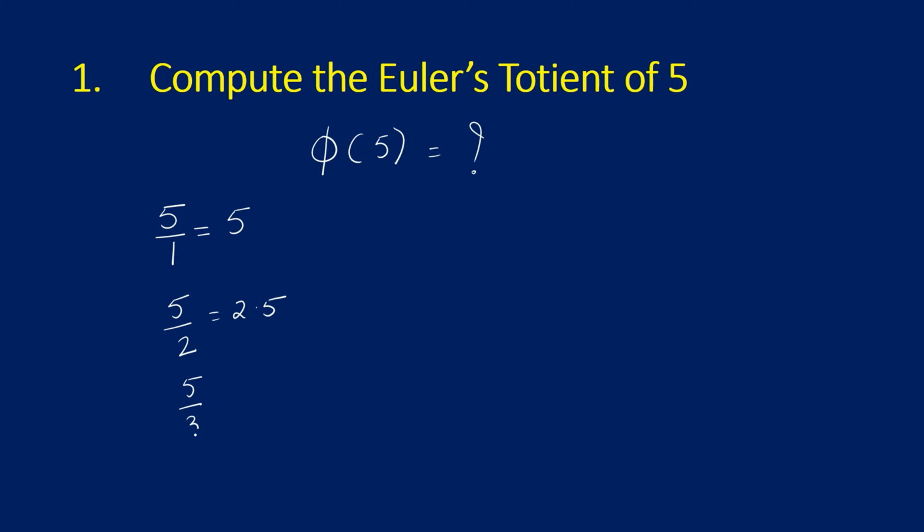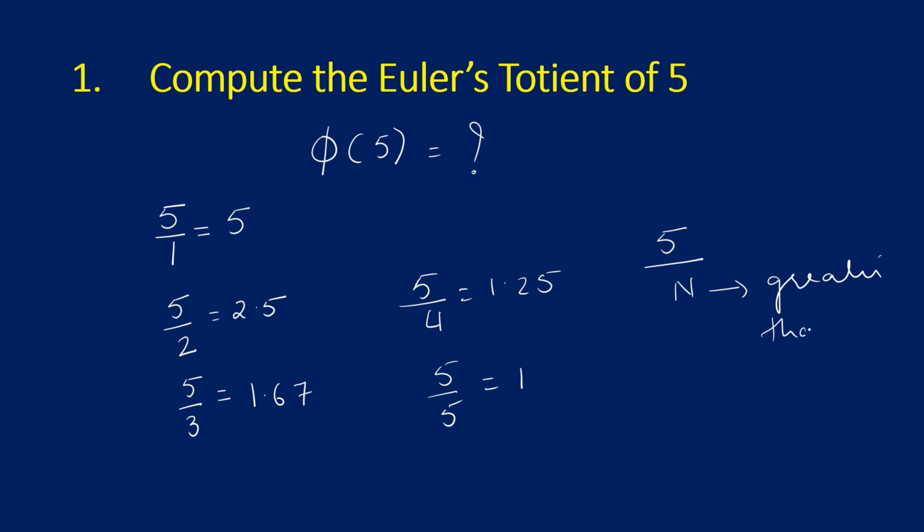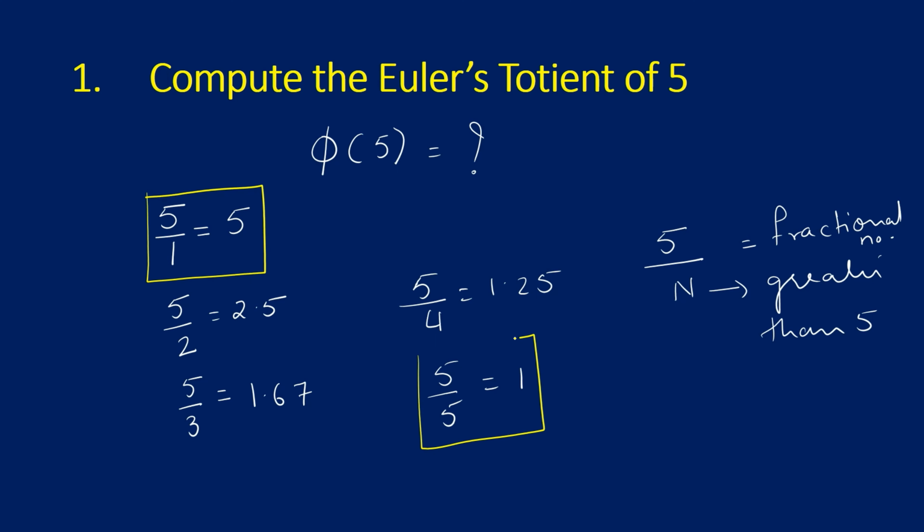If you divide 5 by 3, you again get a fractional number. If you divide 5 by 4, you again get a fractional number, but if you divide 5 by 5, you get 1. And if you divide 5 by any other number which is greater than 5, it will definitely lead to a fractional number. Therefore, as you can see here, 5 can be divided by 1 and 5 can be divided by 5. So, since 5 is divisible by only two numbers, that is 1 and itself, 5 is a prime number.